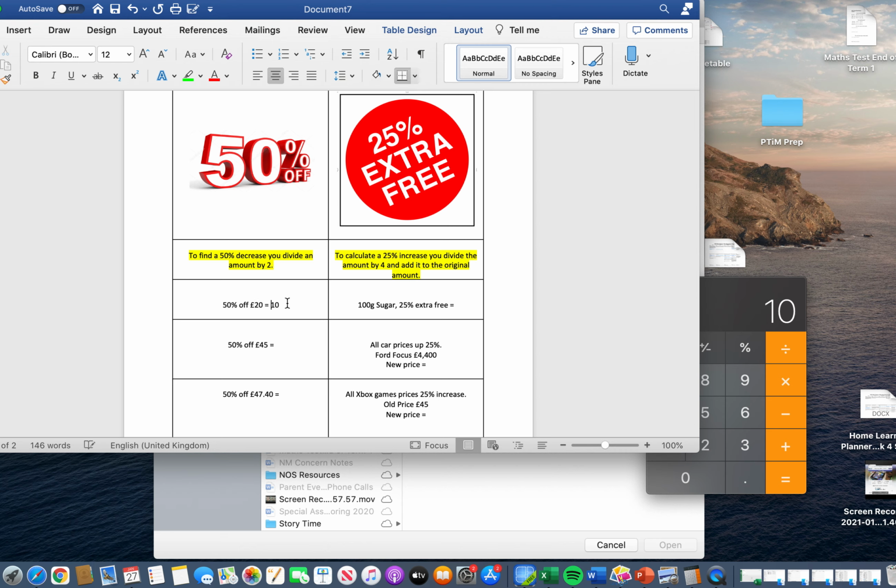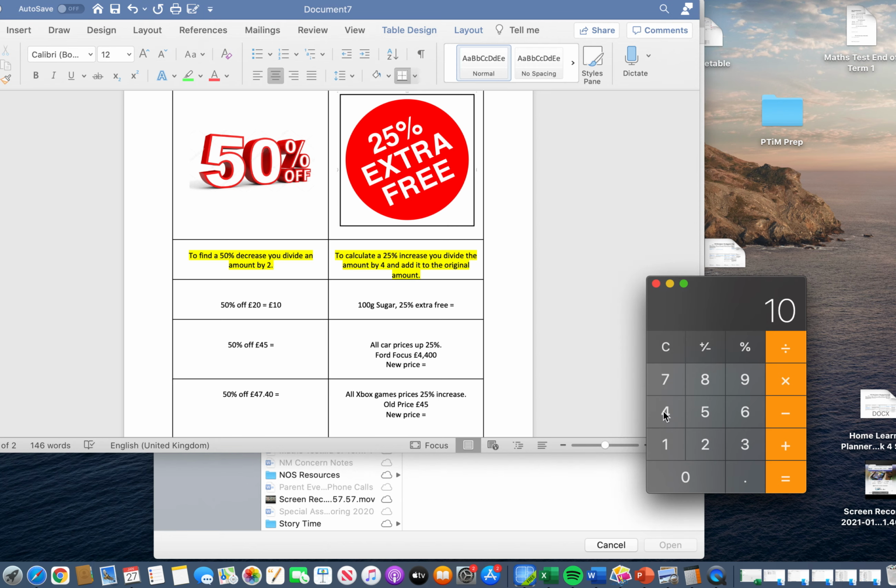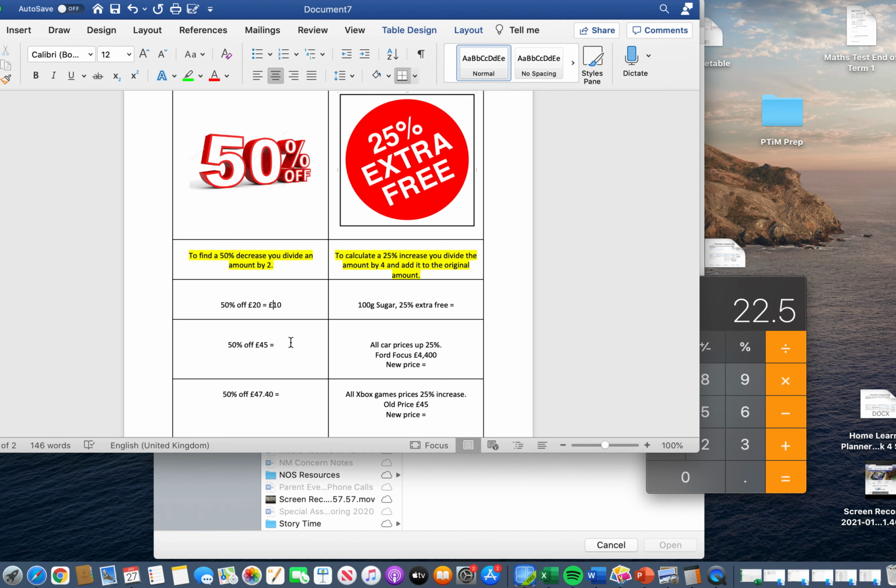Okay, and on your sheet, you have a very similar problem to that, but not the same. This is a bit harder. 50% off £45. So instead of taking half or 50% off of 20, now it's 45. So again, it says to find a 50% decrease, you divide the amount by 2. So clear your calculator, 45 divided by 2. Again, you should be able to do that in your head. It's coming up on the calculator as 22.5, but you know that's £22.50 because you're working with money.